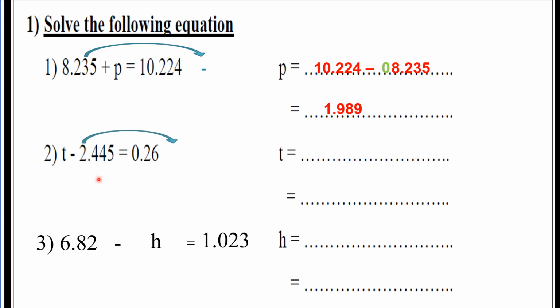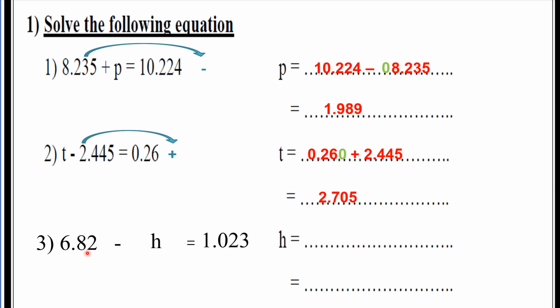And now take 2.445 to the other side using the inverse operation. Here the operation is minus, so it will be plus. So here t equals 0.26 plus 2.445. And now, when we calculate, the answer will be 2.705. Okay, and now let's check number 3.